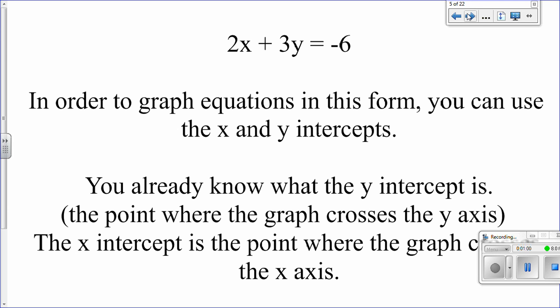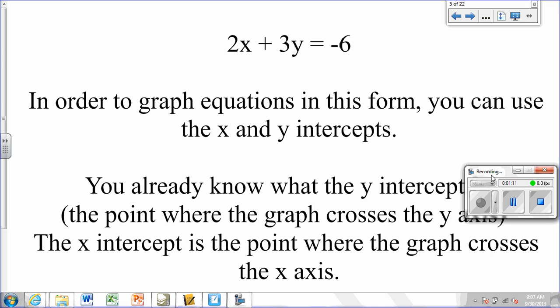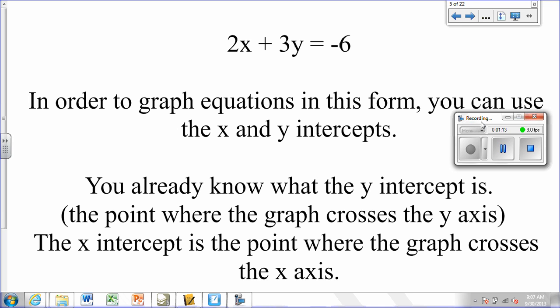In order to graph equations in this form, you can use the x and y intercepts. You already know what the y-intercept is, the point where the graph crosses the y-axis. The x-intercept will be the point where the graph crosses the x-axis.